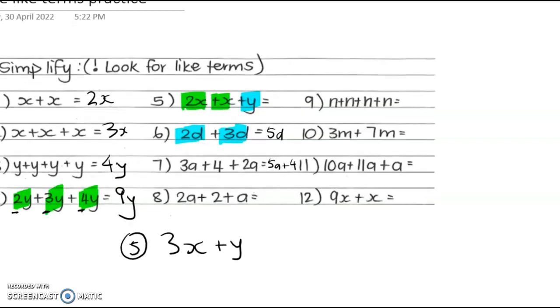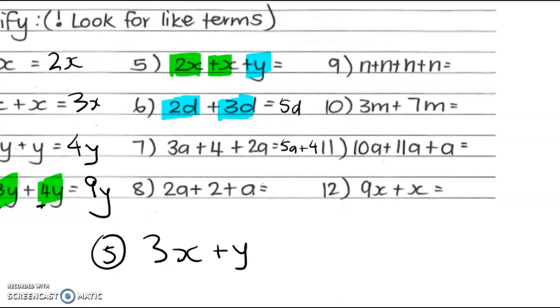Now I'm just going to make this a wee bit bigger so I can write. Next one, 2a plus 2 plus a. So the a's are the like terms. We get 3a plus 2.